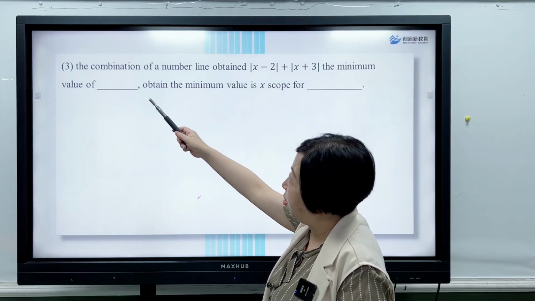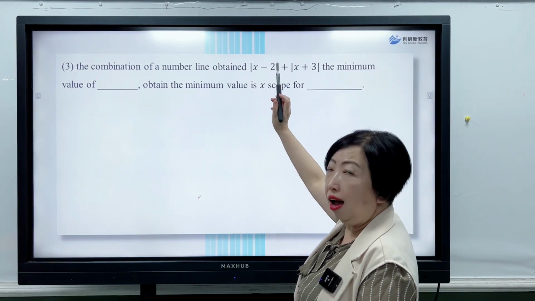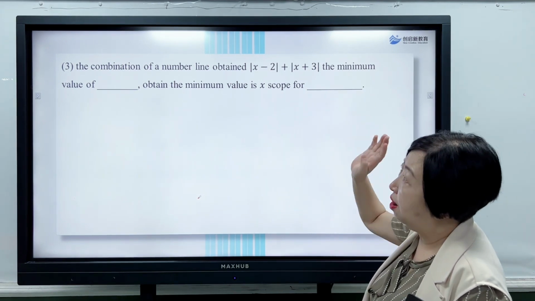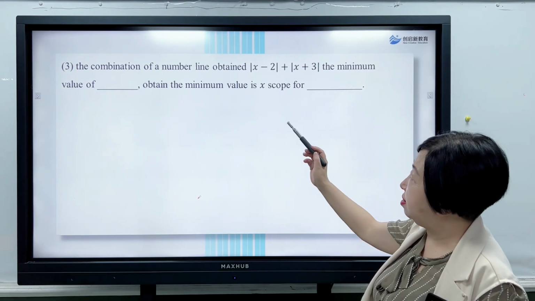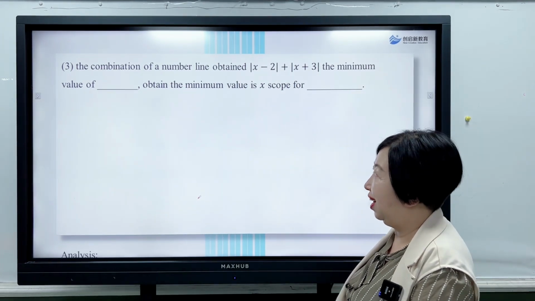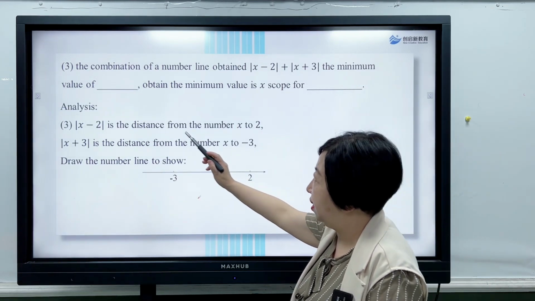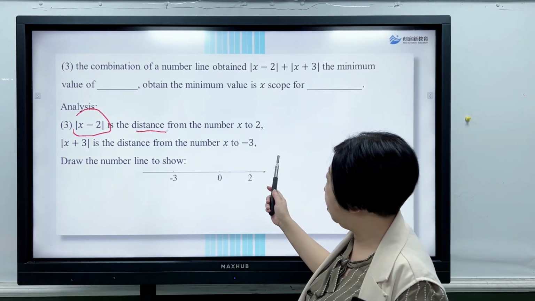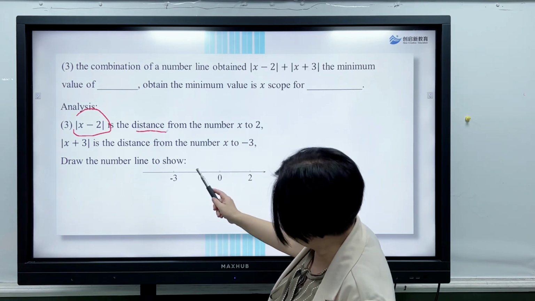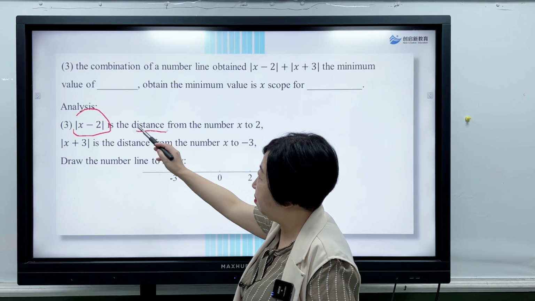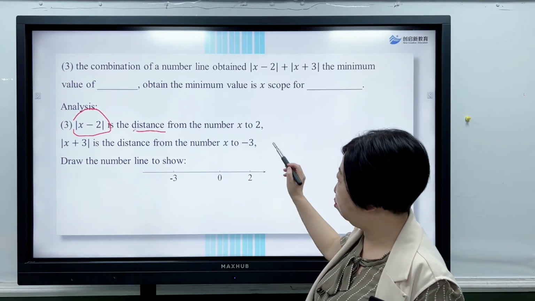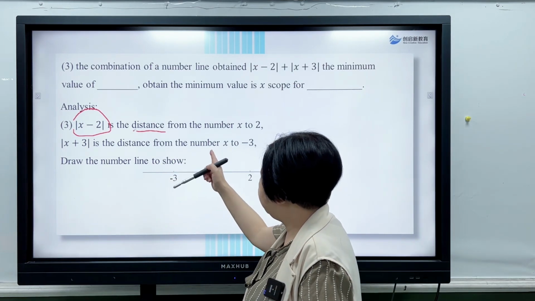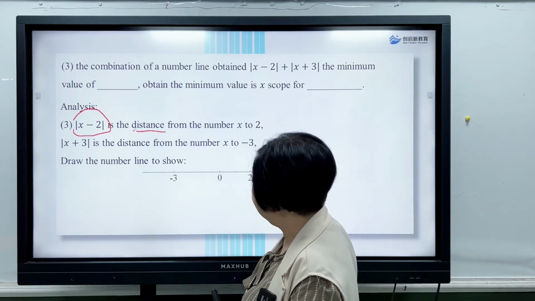The next, using the combination of number line, find the range of x for which |x - 2| + |x + 3| obtains its minimum value. Let's have a see. |x - 2| is the distance from the number x to 2. We don't know where x is, but we know its meaning is the distance from x to 2. And maybe here, maybe here, maybe here. |x + 3| is the distance from the number x to -3. X we don't know where.